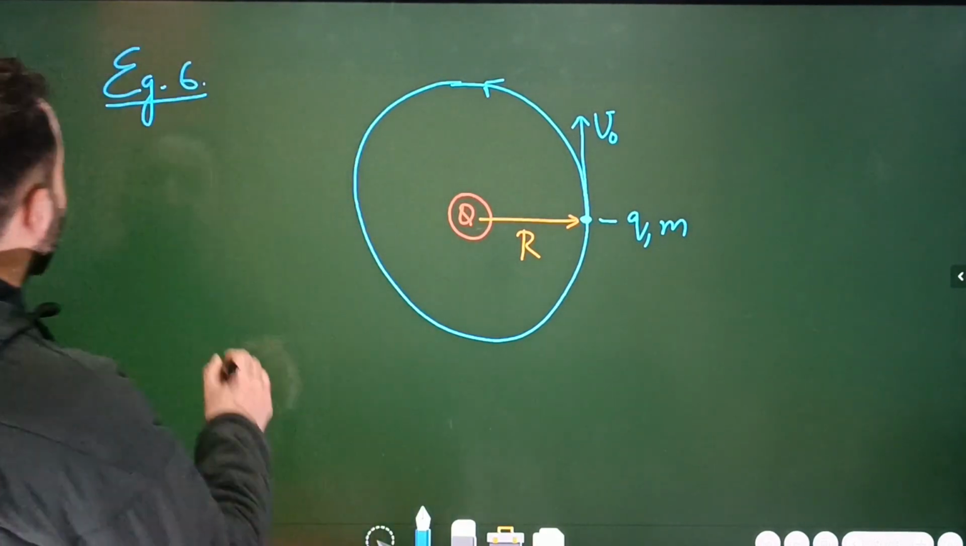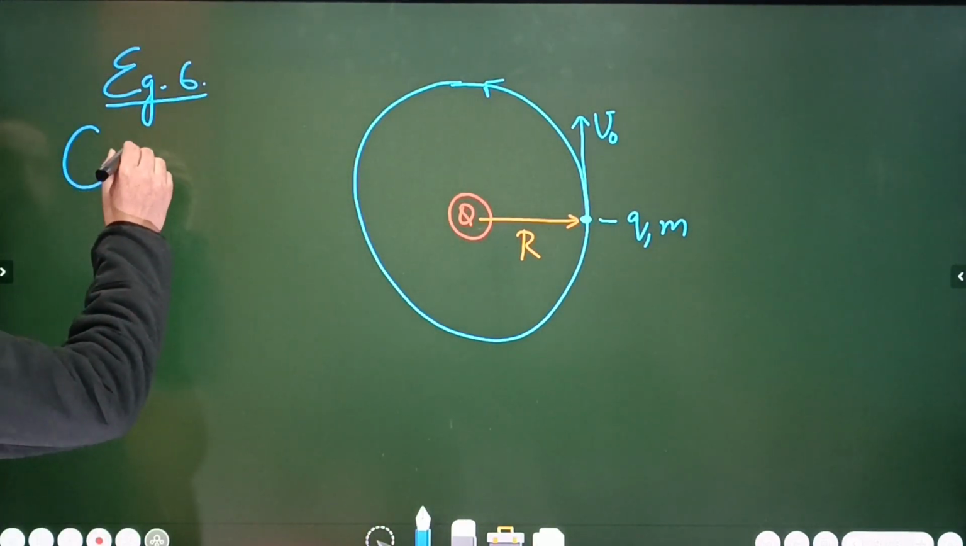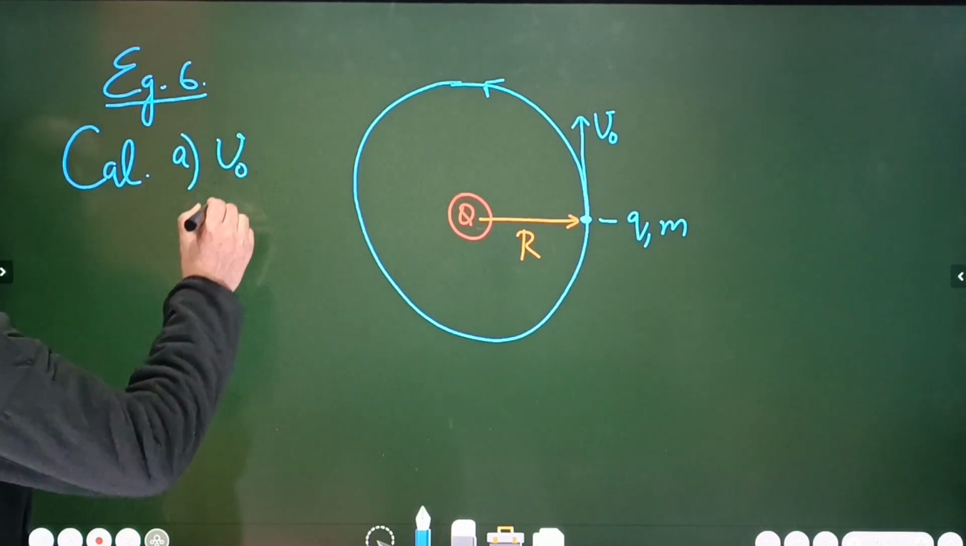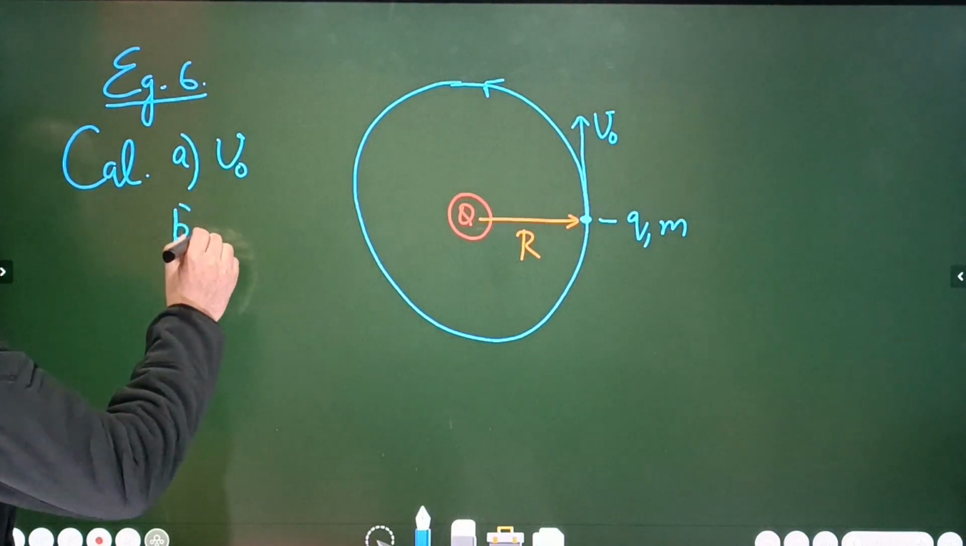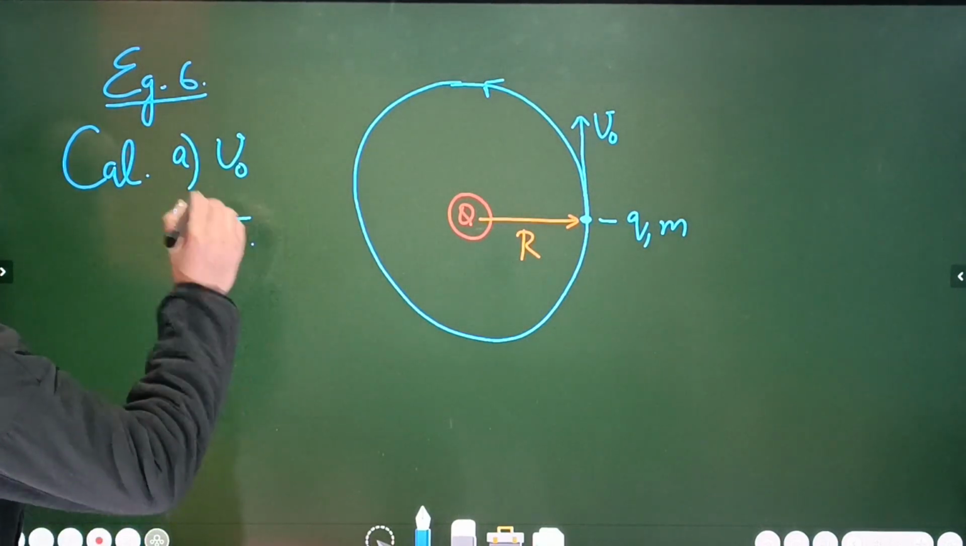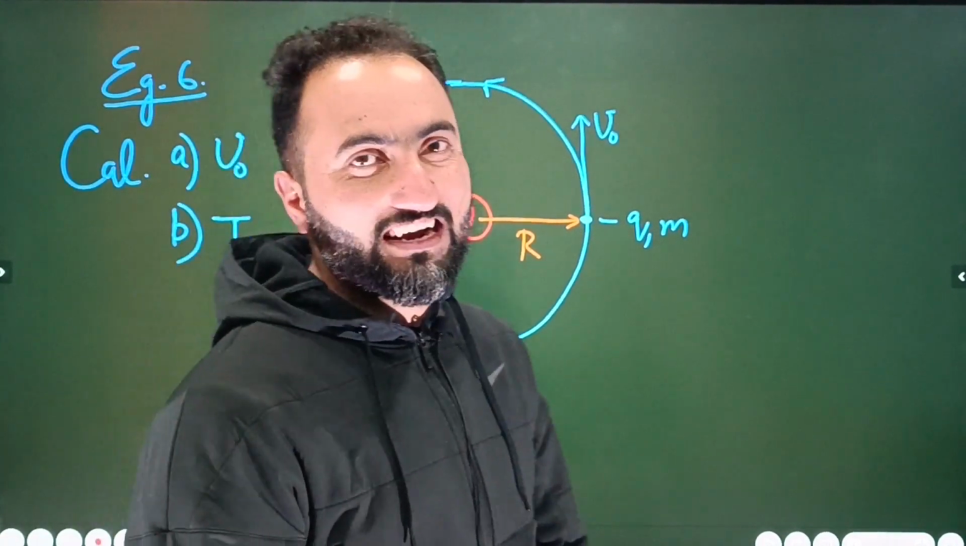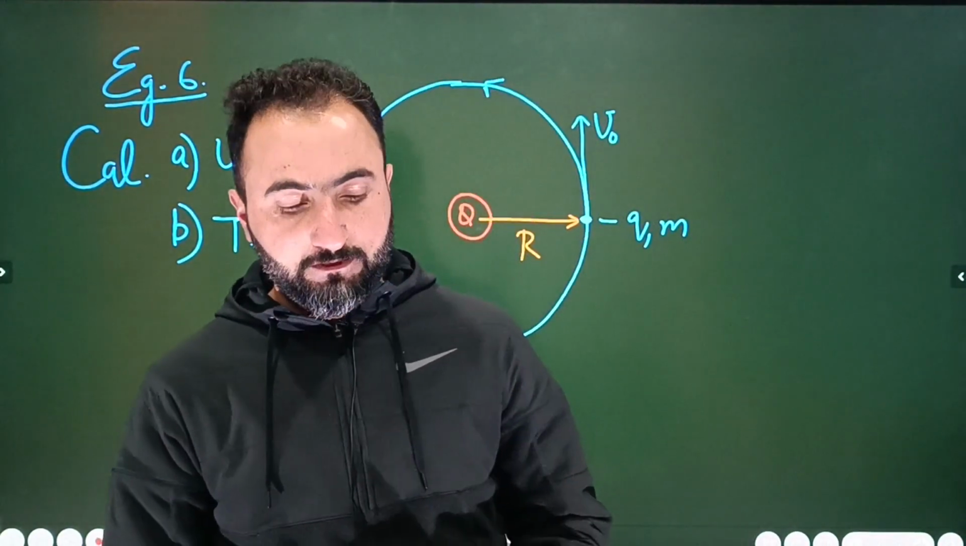So the question is simply like this. In part a, you are supposed to calculate the orbital velocity. And in part b, you are supposed to calculate the time period of the charged particle, okay beta. So number 1, you have to calculate the orbital velocity, and number 2, you have to calculate the time period.